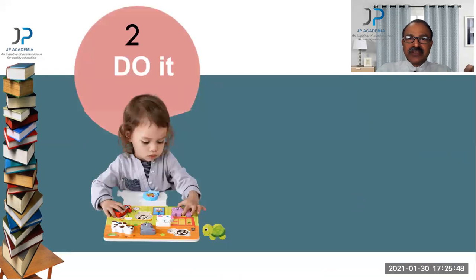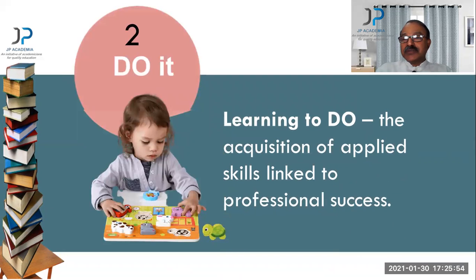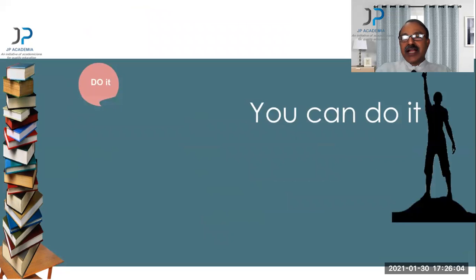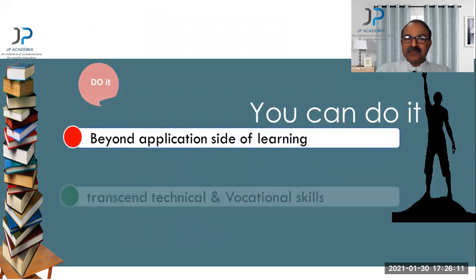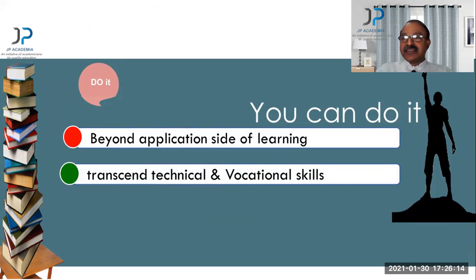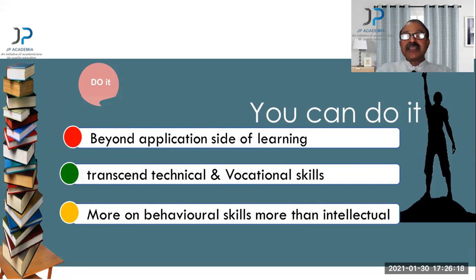The second pillar of education by UNESCO is learning to do. That is the acquisition of applied skills linked to professional success. That means you can do it after learning, but beyond the application side of learning, it transcends technical vocational skill, more on behavioral skill than intellectual. Yes, I am an intellectual person, I know many things, but I don't know how to behave. That is a difficulty. It should not happen.